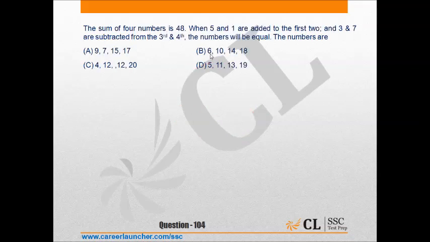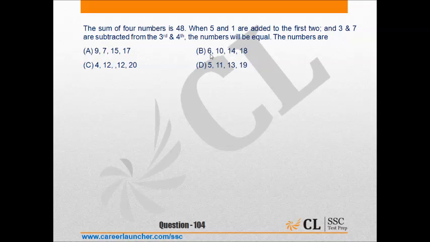Next, the sum of 4 numbers is 48. When 5 and 1 are added to the first 2 and 3 and 7 are subtracted from the 3rd and 4th, the numbers will be equal. Look, I am adding 5 and 1, so I'll make the total from 48 to 54. Then I'm subtracting 3 and 7, so the total will become 44. From 54, I'll subtract 10, it will become 44, and all the 4 numbers will be equal. That means all the 4 numbers will become 11, right?